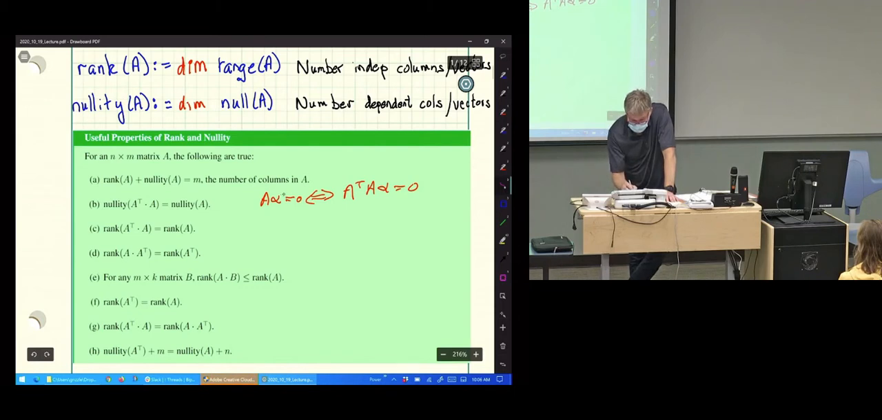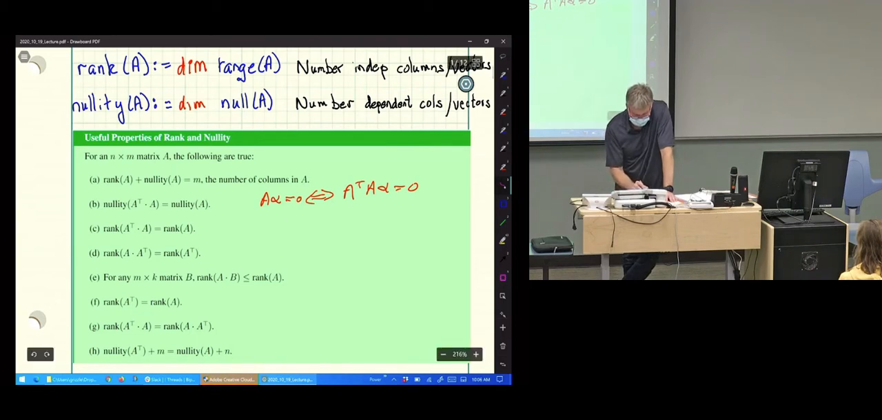So the dimension of all the solutions that give you A alpha equals 0 is the same as the dimension of all the solutions that give you A transpose A alpha equals 0. So the nullity of A transpose A and the nullity of A are the same.